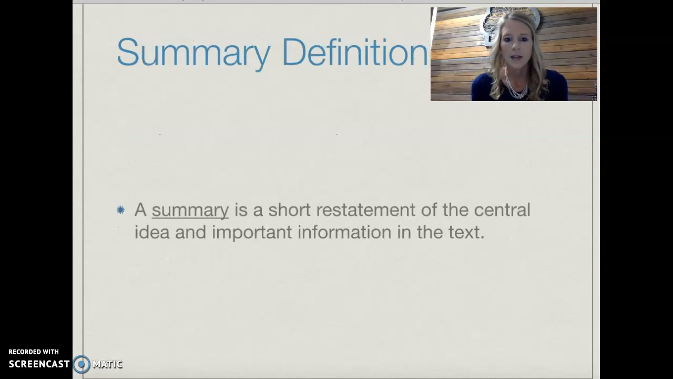Next thing, so the actual definition of a summary, let me know how close you are to your Padlet. It says, a summary is a short restatement of the central idea and important information in the text. So again, you just need to take the topic sentence, what the whole thing is about, put it into one sentence, and then talk about just the important information.